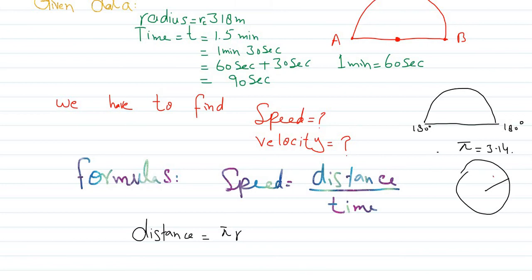I draw here one radius. This is a second radius. The value of radius is always the same. This is also a radius. It means the distance between the center of a circle and the boundary of a circle is called radius, and the formula of distance is pi r. By this formula you can find the distance. So you remember this formula: distance is equal to pi r.